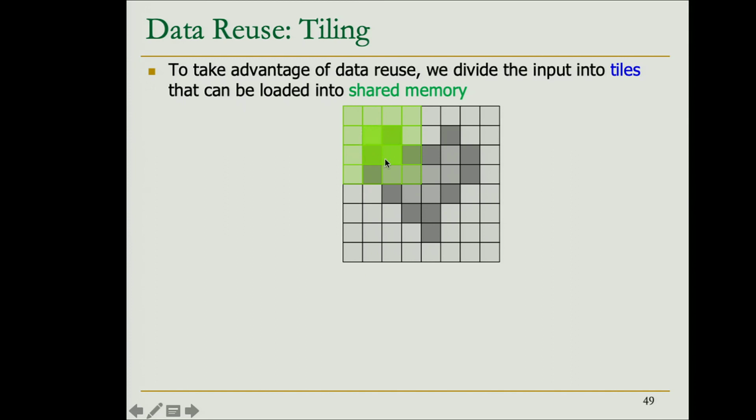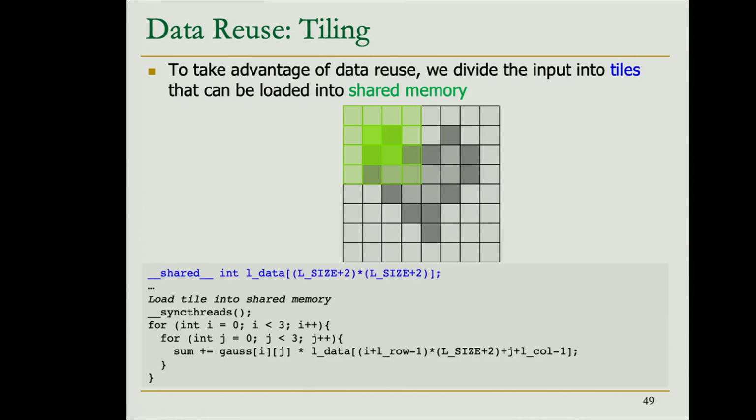So these 4 threads will need to read all these values from DRAM and store them somewhere where they can be accessed much faster. And this somewhere is the shared memory, the scratchpad memory. This is something that the programmer can control. For that, we will need to declare some array in the shared memory. In this case, it is L data, local data of this size.